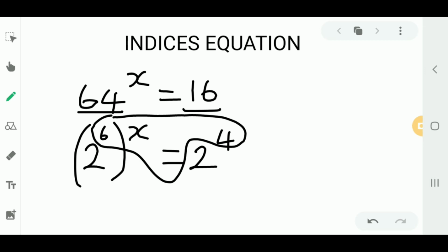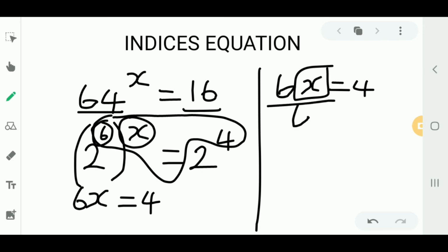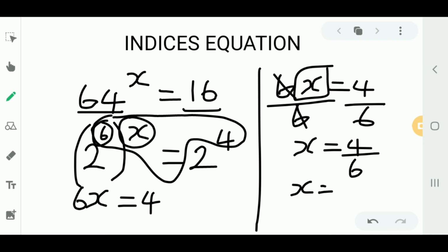So now that the bases are the same, what we can do is equate the powers. That means we have 6 times x, which gives you 6x, is equal to 4. And now you want to solve for x. You're leaving x there, and you're dividing both sides by 6. 6 is cancelled, so x is equal to 4 over 6. Then you look to see if you can simplify this any further, which gives you x is equal to 2 over 3.